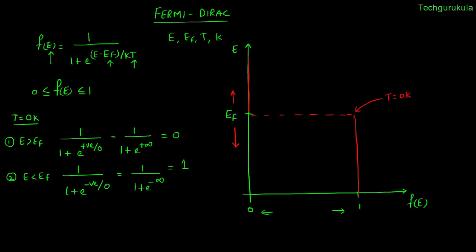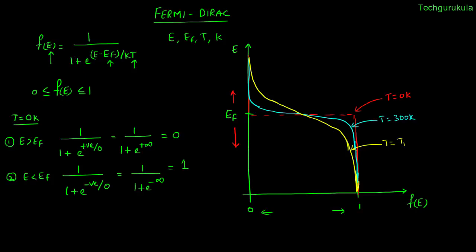In order to have a comparison, let me plot two more graphs, one for T equals 300 Kelvin, which is room temperature, and another one which is above room temperature. Let's say that is T equals T1. This graph is for T equals 300 Kelvin, and this graph is for T equals some T1 Kelvin, where 0 Kelvin is less than 300 Kelvin, which is less than T1 Kelvin.